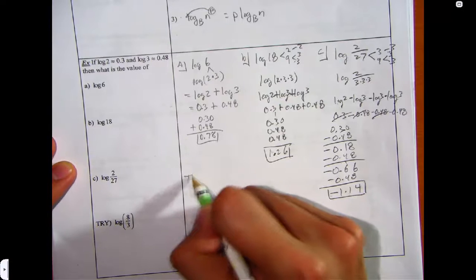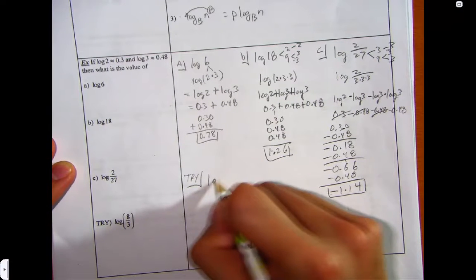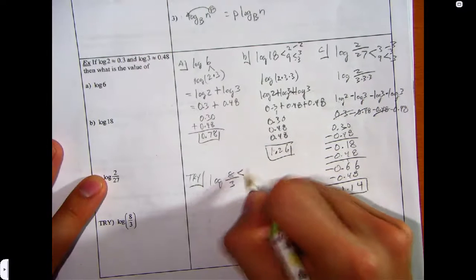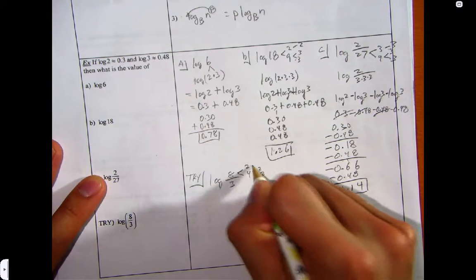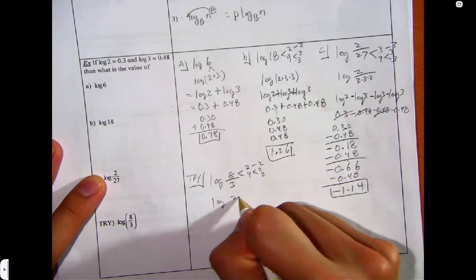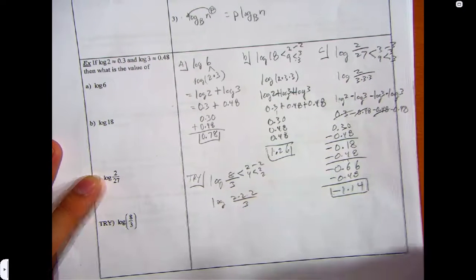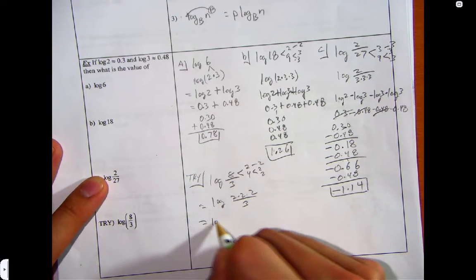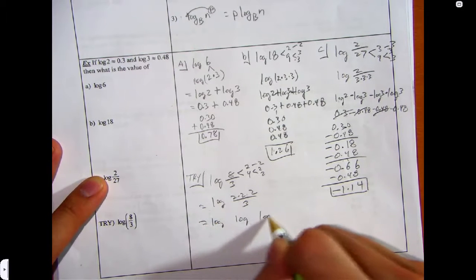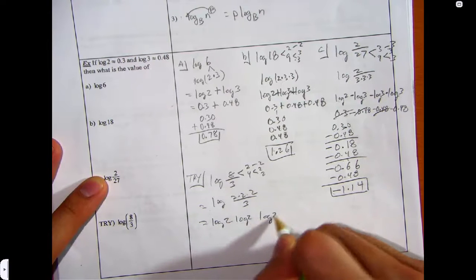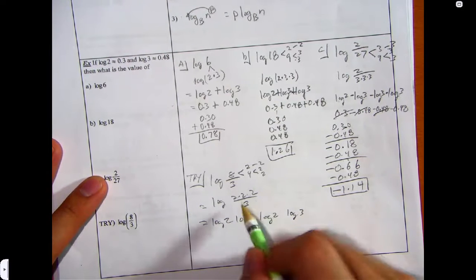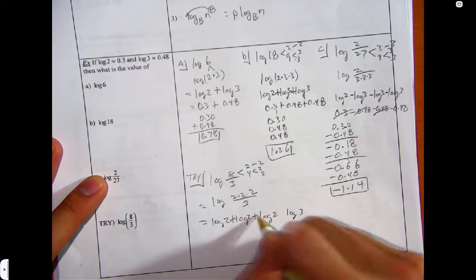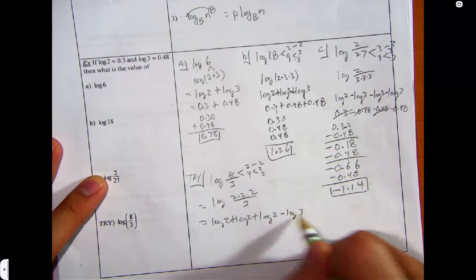Last one to try. Log 8 over 3. I'm going to break down 8 to 2 times 4 and 2 times 2. So 2 times 2 times 2 all over 3. When I expand this, there's 4 numbers, so I'm going to have 4 logs. These 3 are on top, so that's multiplication, so that's addition. This 3 is on bottom, so this log is subtraction.